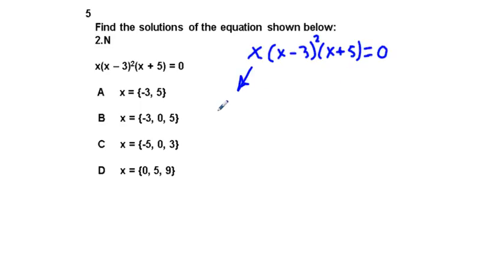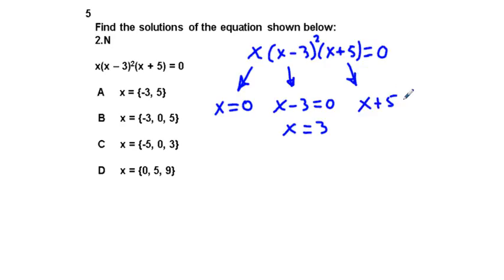So if x equals 0, that's a solution to the equation. If x minus 3 is equal to 0 and therefore x is equal to 3, we know that's a solution. And then lastly, if we have x plus 5 equals 0 and we solve for x, x is going to be equal to negative 5. So negative 5, 0, and 3 are what we're looking for. Answer choice C.